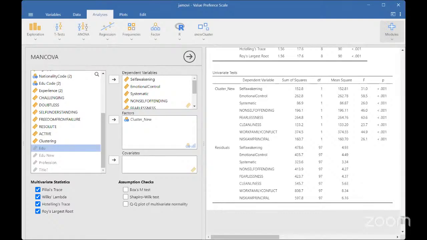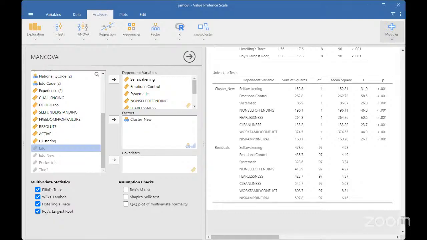And what is the second variable? Emotional control. The difference is very high. Now we can check the mean and SD. You go below. No, nothing is there.